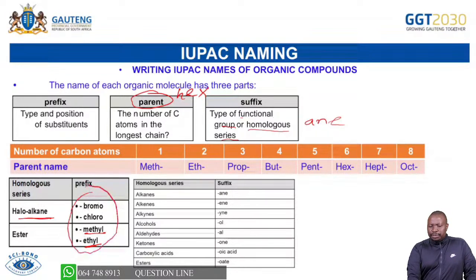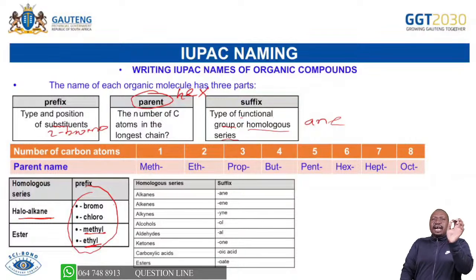So this will always be a prefix. So it means bromo: if there is a bromo in a structure, the name will always start with that. So if you have bromo, let's say on carbon number 2, you will say 2-bromo. You see, the prefix, the substituent, must have the number: in which carbon do we find that substituent? So the name will be 2-bromohexane. I hope this helps you.